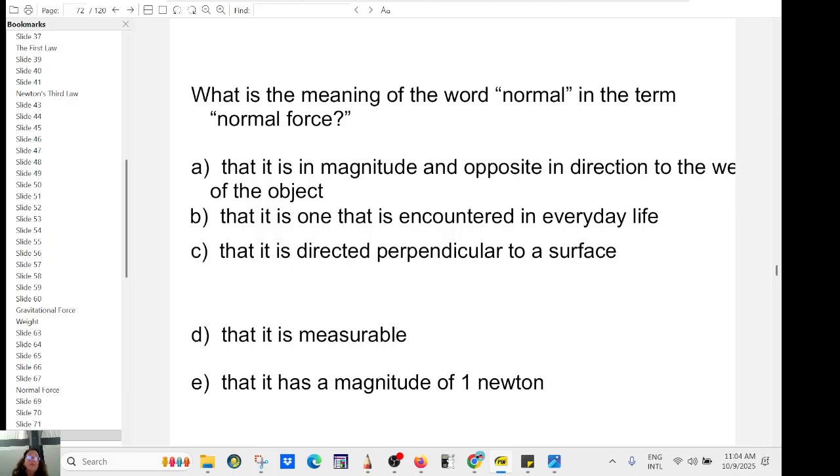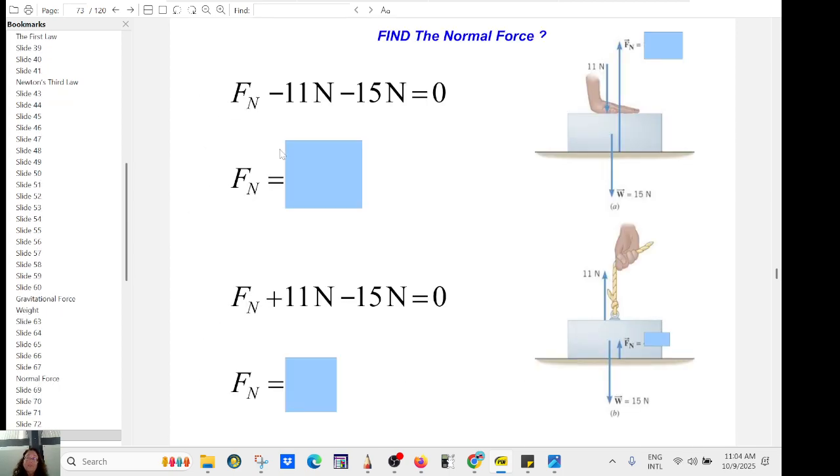So normal means what? Perpendicular, very good. Okay, so what do you think here? This is a block, Earth is pulling on it, but you are pushing also. So the floor is reacting to the squeezing. So what do you think the normal force is going to be?